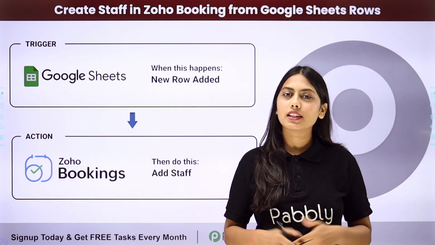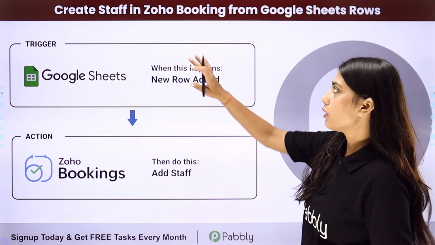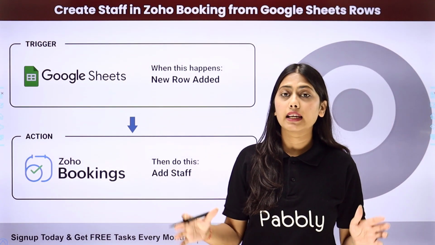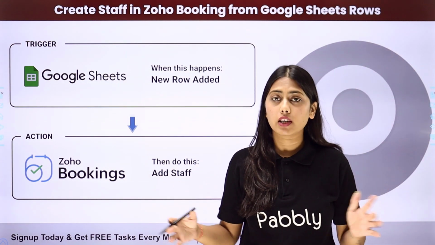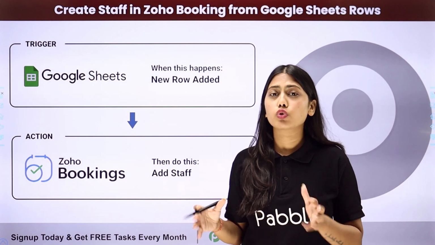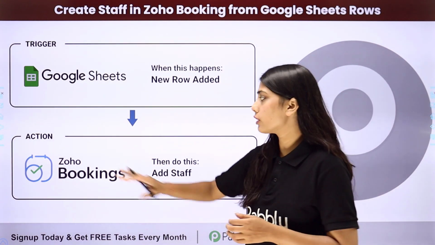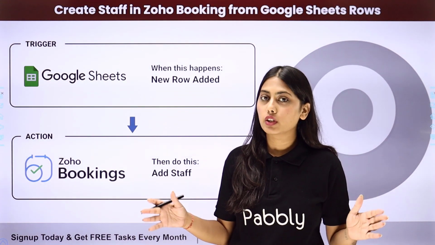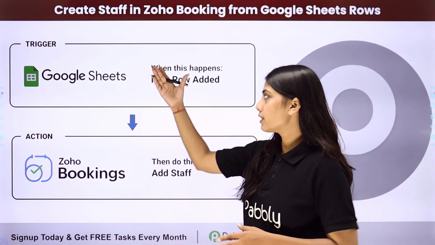Hello everyone, so in this video we are going to learn how to create staff in Zoho Booking from Google Sheets rows. So you have collected all the data of the customer or the staff in your Google Sheet rows and you don't want to fill up the form again and again at your Zoho Booking for creating a staff. So you can create a complete automation with the help of Pabbly Connect to ease this process.